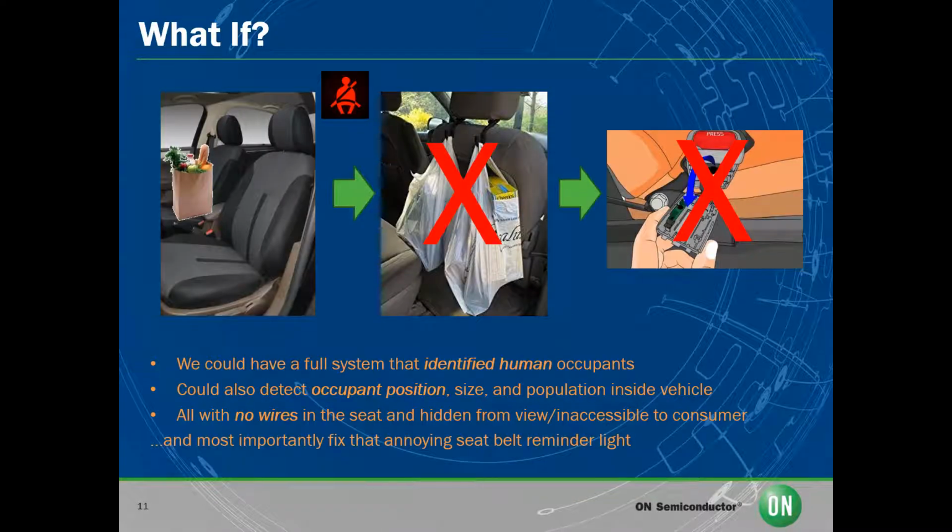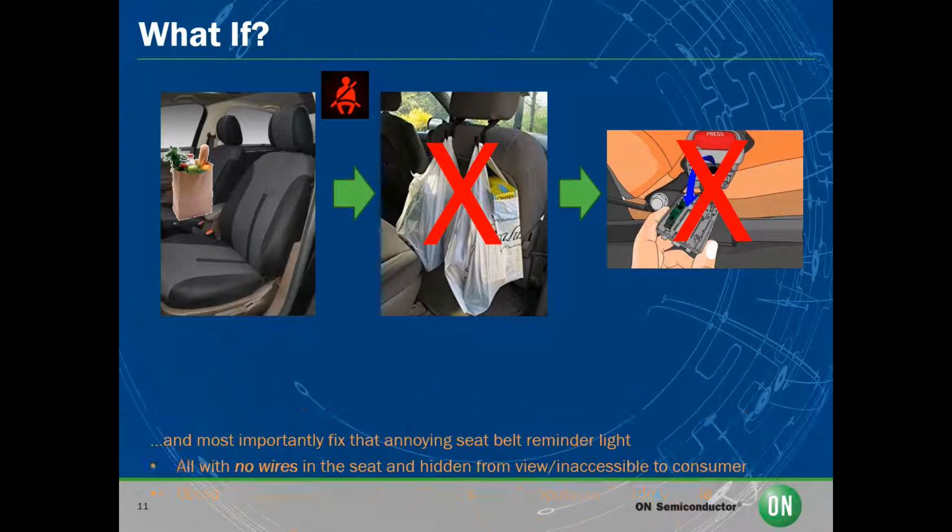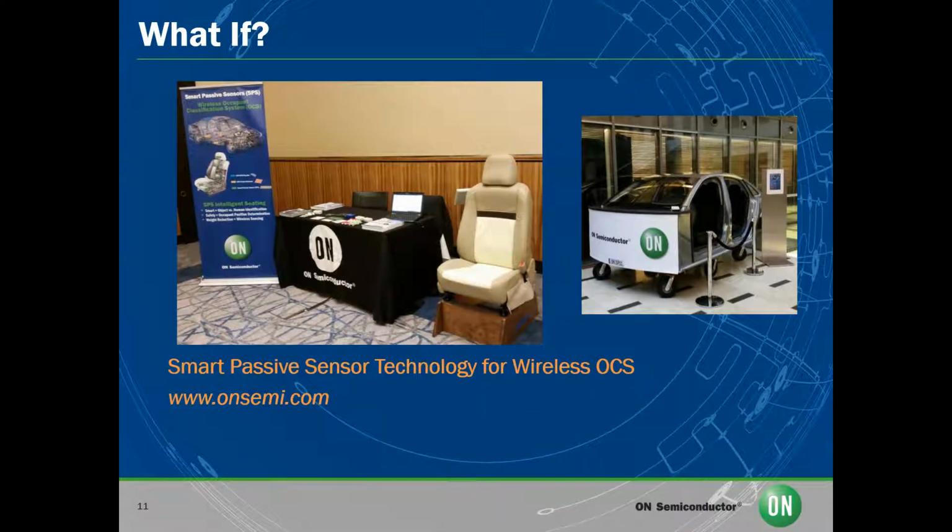So to answer our initial question on what if there was a complete automotive system that can correctly identify humans and their positions without any wires? Well, we are excited to bring you our new Smart Passive Sensor Turnkey solution that fulfills all of these needs.